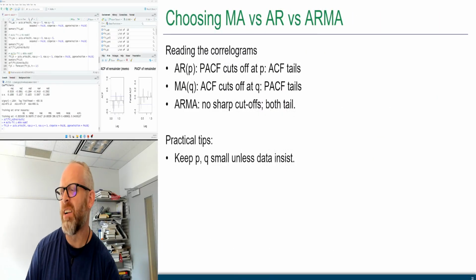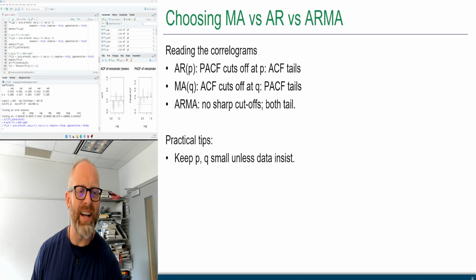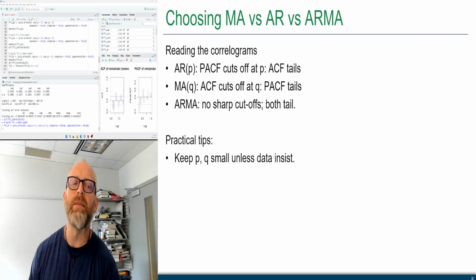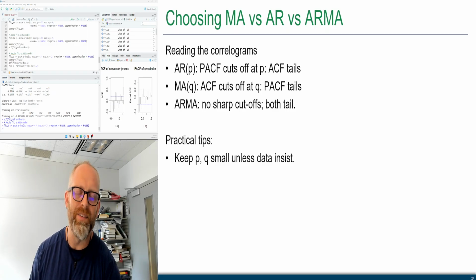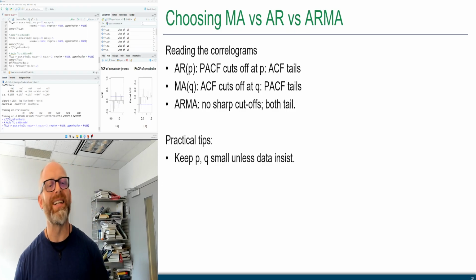And my final slide, and I'll go back. Oh, it's already done. I'll go back in a second. So just recapping on things I've already talked about here. Choosing an MA versus AR versus ARMA. If the PACF cuts off and the ACF tails, we're talking about an AR function. If the ACF cuts off and the PACF tails off, then I'm talking about a moving average model. And if they both just tail off, then I'm talking about a mixed model here. And again, practical tips: keeping P and Q small unless the data really insists.